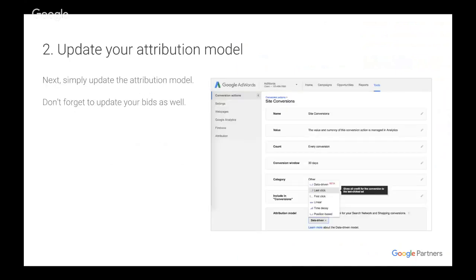Next, update your attribution model. Just as we were saying, you simply click on updating the attribution model. Don't forget to update your bids as well. This is how it looks for you to update the model. As we see, this account has Data-Driven available showing on top, and we definitely recommend you going for that one.